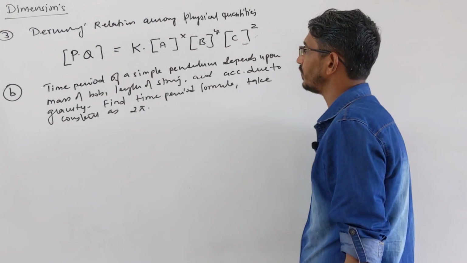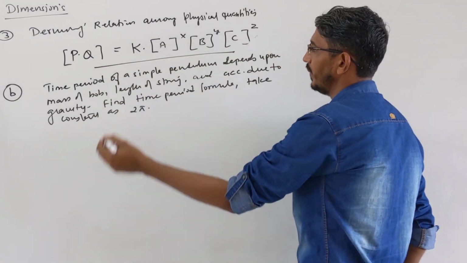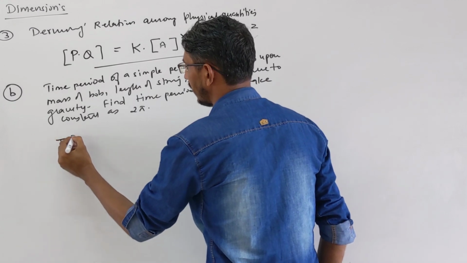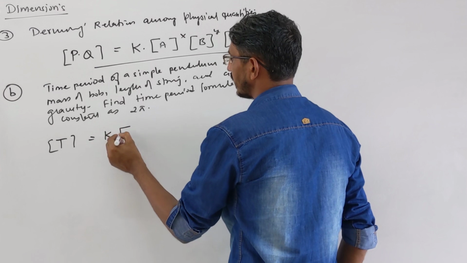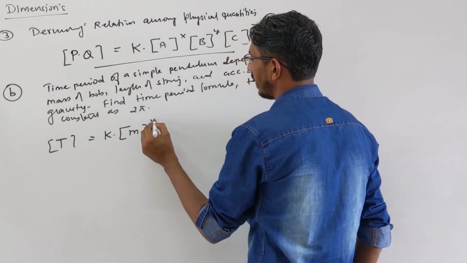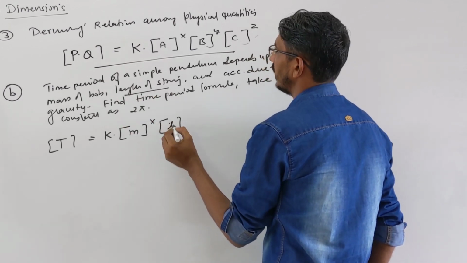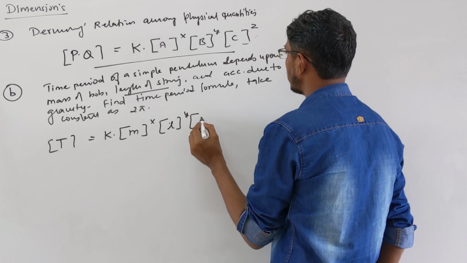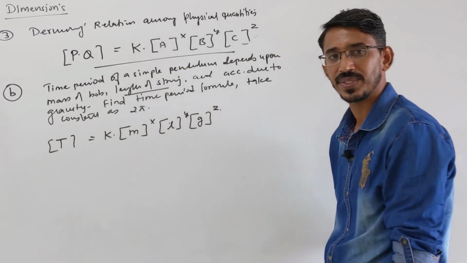Write step number 1. This format you have to write. We have to find the time period, I wrote it here as T. The constant K we'll put at the last. First, they said it depends on mass, so put M here, power x. Then it depends on the length of the string, put L here, power y. And it depends on acceleration due to gravity, put g here, power z. Done. This is the first step.